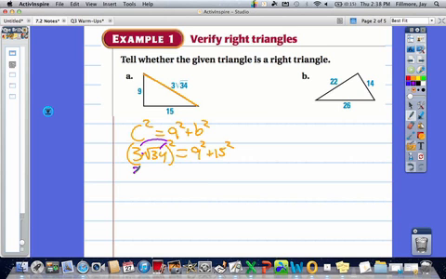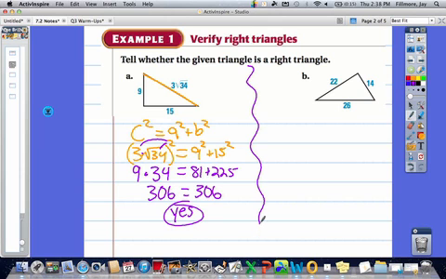So this will distribute to be 3 squared, and the square and the square root will cancel, so we just have regular 34, and that's going to equal 81 plus 225. We know that 3 squared is simply 9, so I'll erase this and use 9. If we multiply this, we end up with the product of 306. And on the right side, 306. Since these are equal, that means that c squared equals a squared plus b squared. So yes, this is a right triangle.